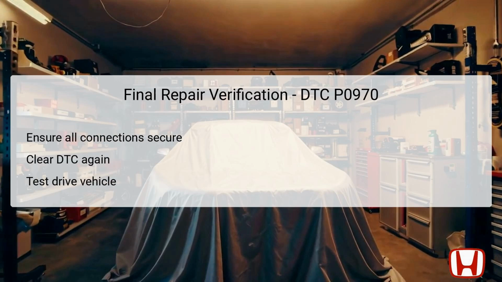After executing the necessary repairs and replacements, the final step is to verify the repair's efficacy. Begin this process by ensuring that all connections made during the troubleshooting and repair stages are secure and correctly fitted. Once all components are securely reassembled, perform a final clearing of any existing DTCs using the Honda Diagnostic System, HDS. This step is necessary to reset the vehicle's monitoring system.